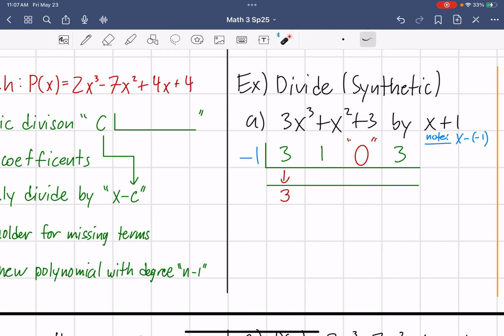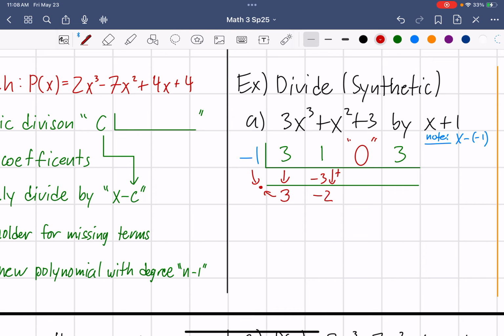But then, similar to long division, once you have a number, if you remember when you wrote a number up top, you always multiplied that back to your divisor. So 3 times negative 1 is going to be negative 3. So you multiply these two together, and the product goes in the next column. And then you add going down, so that's going to leave us with a negative 2.